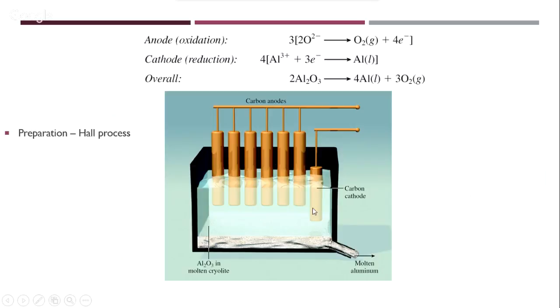And as the temperature is still high at the bottom, all the aluminium that gets deposited on the carbon electrode is taken at the bottom and taken out in the molten form. So this is a very simple, short way of representing aluminium extraction that I wanted to show you through this diagram.